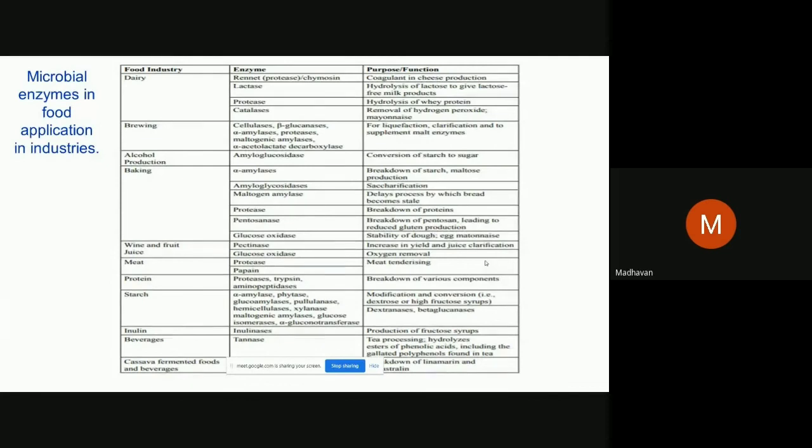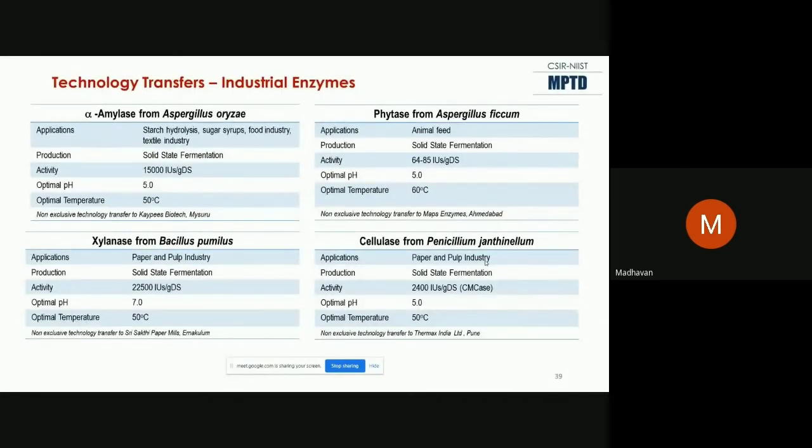So we will leave this topic, and a couple of slides for my institute, my division. We have been working on microbial process and technology, and what is relevant here is our activities related to industrial enzymes. We have transferred the technology to various industries. Some of our enzymes have been released here: alpha amylase from Aspergillus oryzae, phytase from Aspergillus ficuum, cellulase from Penicillium, and xylanase from Bacillus pumilus, and all of them have very good activity.